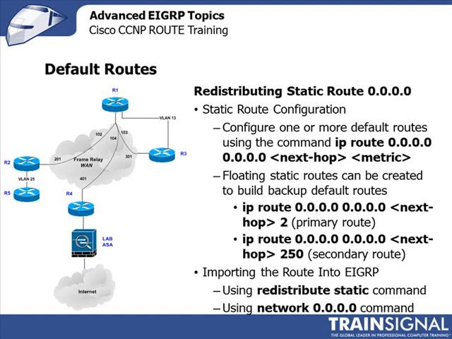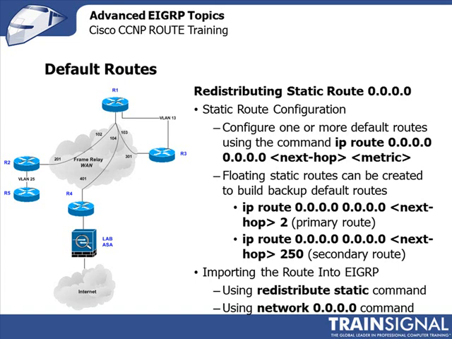You can do what are called floating static routes. You do, for instance, the default route with an administrative distance of 2. That would be your primary route. If for some reason that's down, you could do another one that simply has the same thing but with an administrative distance of 250, which means it would only be used if the other one was not available. You can actually create a whole hierarchy with that.